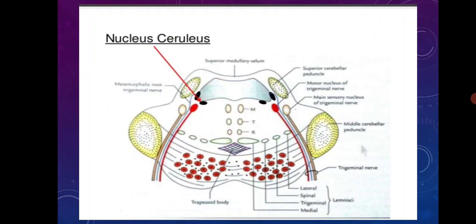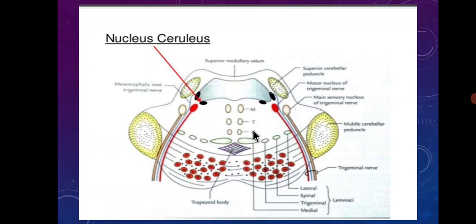Now we'll move to the upper part of the pons. Again we will divide it into gray matter and white matter. In the gray matter, the main thing you can see in the most medial part is the motor nucleus of the trigeminal nerve, and lateral to it there is the main sensory nucleus of the trigeminal nerve, and between these two you can see the mesencephalic nucleus of the trigeminal nerve.